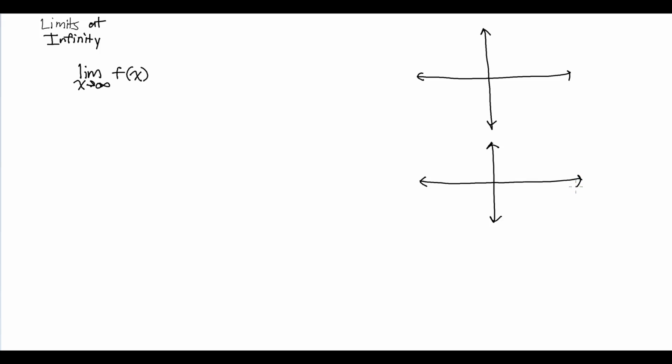So I'm going to draw two functions, okay? So let's call this C. Okay? So here in an infinite limit, which we did last episode, which allowed you to find a vertical asymptote, as x approaches a value, f of x approaches infinity, or negative infinity. Okay? So here it approaches infinity as the function approaches a value.